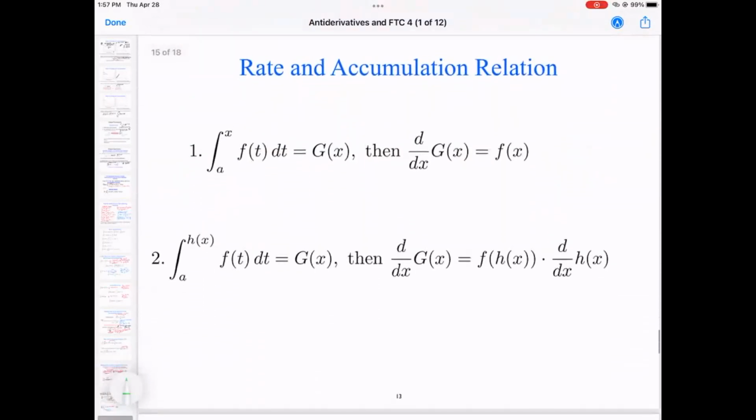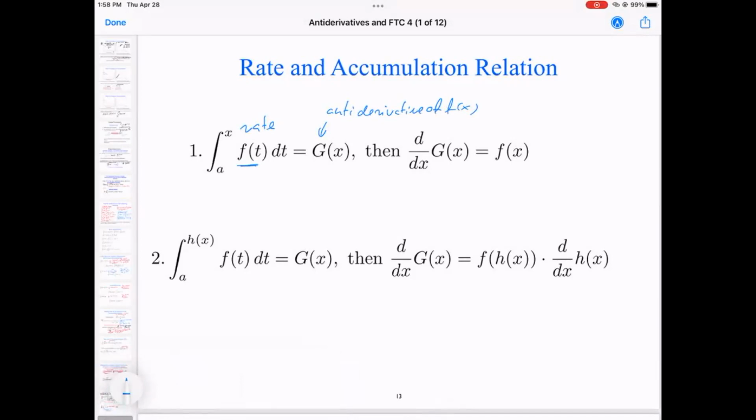So this is just the formula. Again, it just generalizes the idea, right? Here is the accumulation function, generated by this rate function, which is an antiderivative of f of x, right? So once you take the derivative of that, you undo the procedure, you go back and get the rate function.